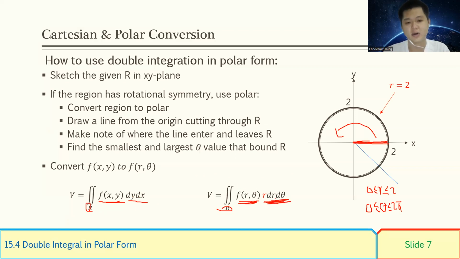Another thing to note in polar form is that your dr d theta doesn't switch, unlike in Cartesian. In Cartesian, you can switch dy dx or dx dy, but in polar form, you stick with dr d theta, and of course, don't forget your r. So now that you know how to use double integral in polar form, let's talk about one last concept, and then we'll talk about an example.